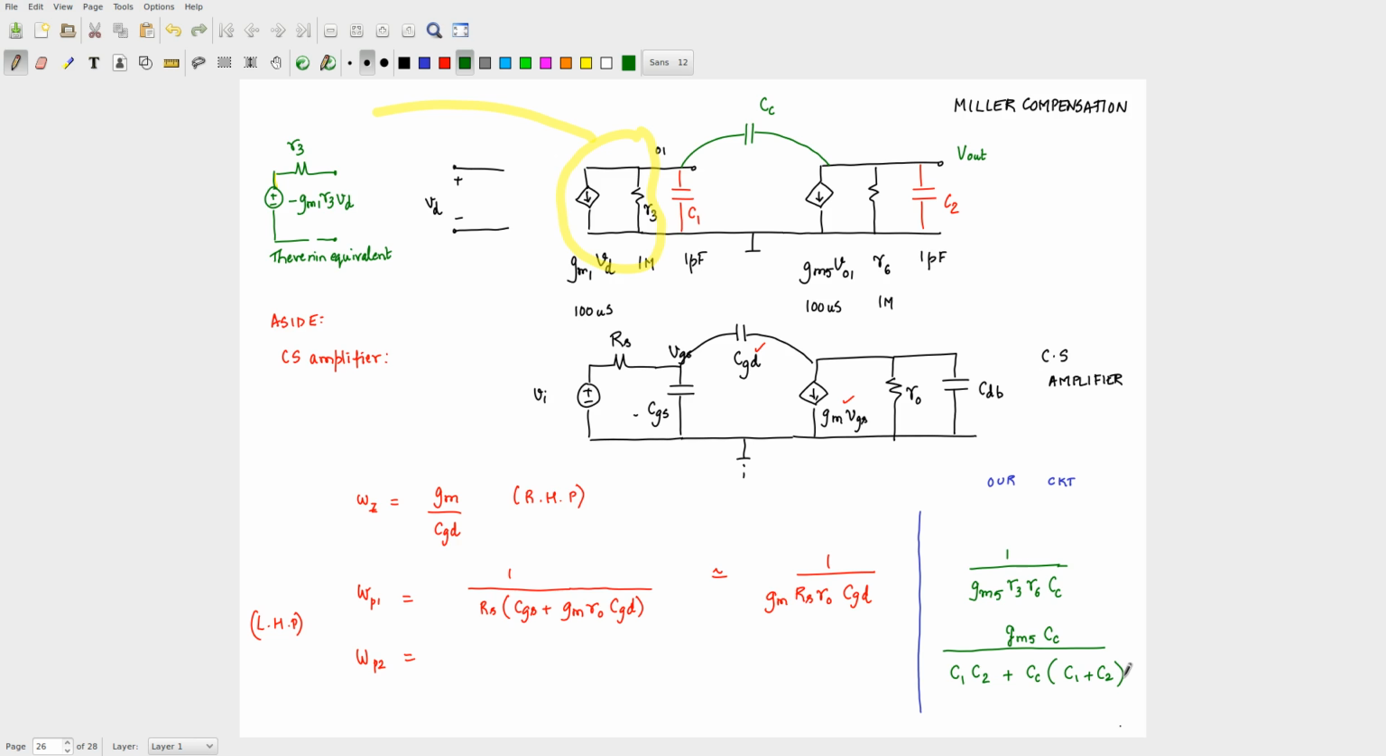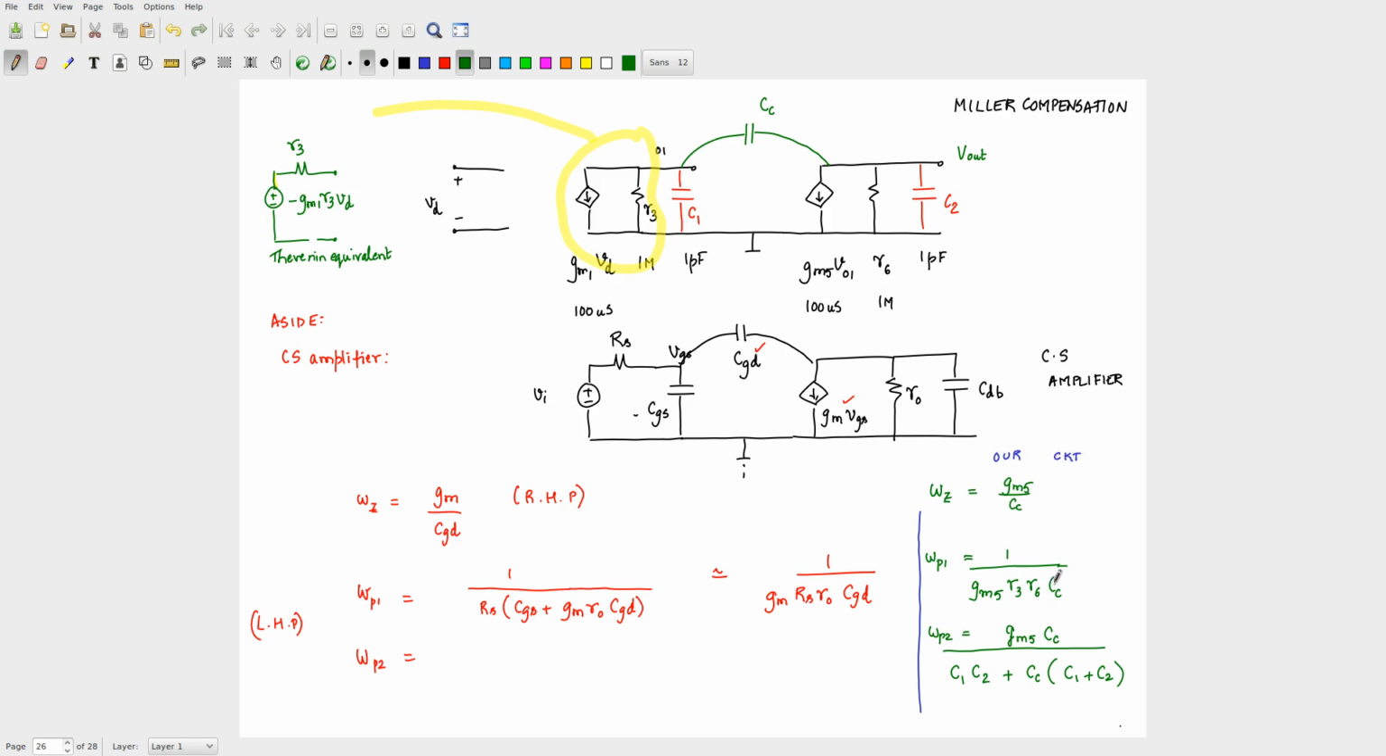That's all I've done. For the 0 also, correct? The 0 will be identically that. The 0 will come at omega z, which would be at GM5 divided by CC. This will be omega P1 and this will be omega P2.